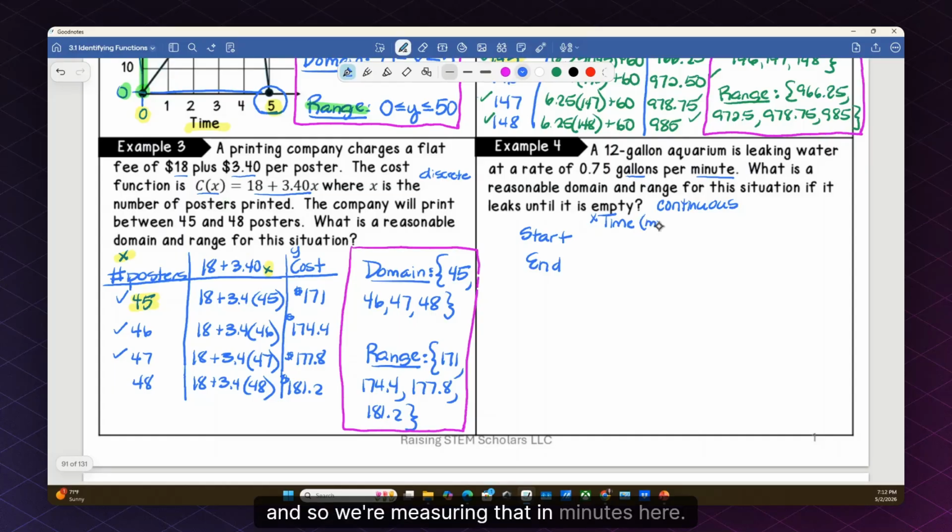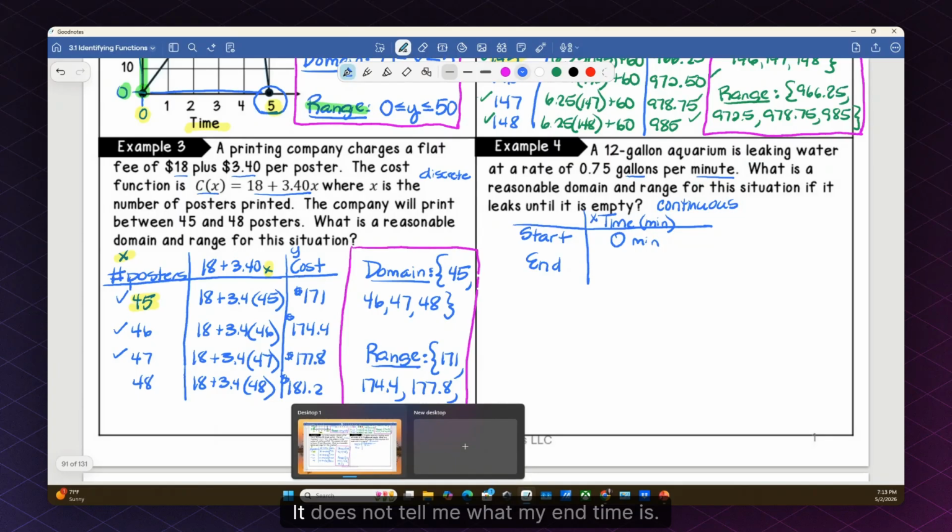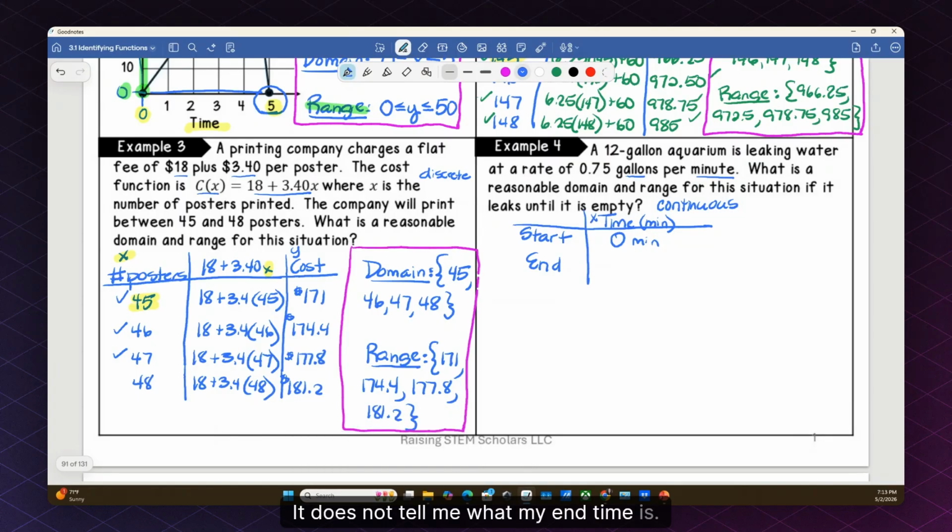And so we're measuring that in minutes here. So I can think about my starting time and my ending time. Well, it starts at 0 minutes, right? That's when it starts leaking. It does not tell me what my end time is, and that's okay. We can calculate that.